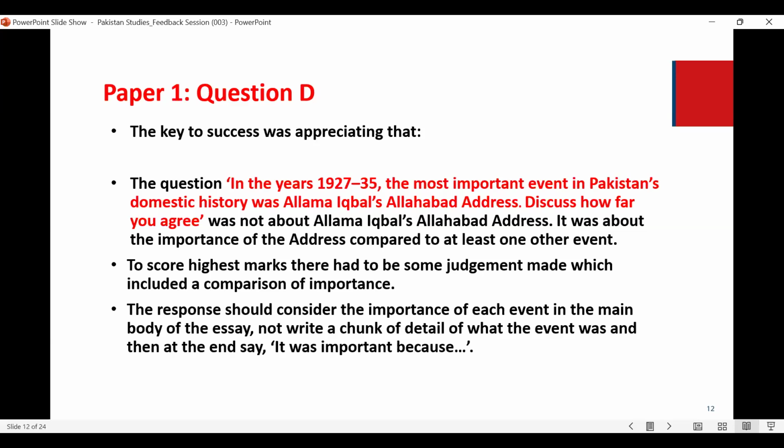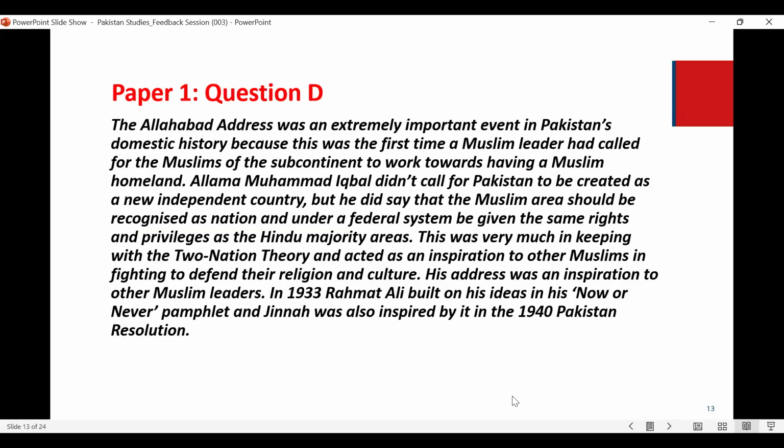So we want them to really consider the importance of each event as they're going throughout the main body of their answer. We tend to see in the lower answers they're kind of bolting it on at the end, and that typically wouldn't be a top level answer. A top level answer would be one that nicely weaves it in throughout the answer. It was important because, and they're telling the examiner why it was important. It's clearly signposted throughout their answer there. So let's have a look at this.